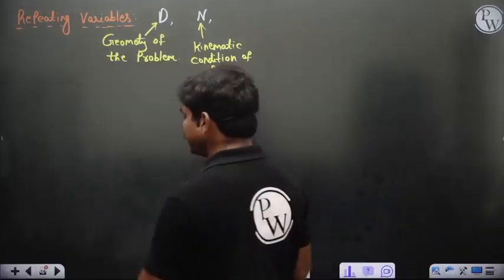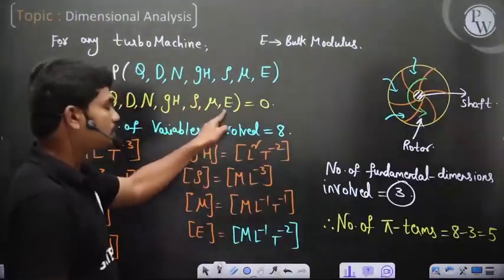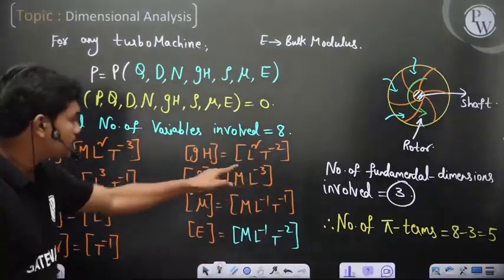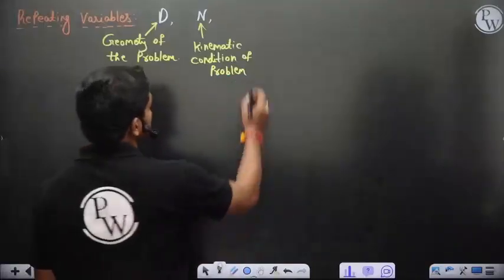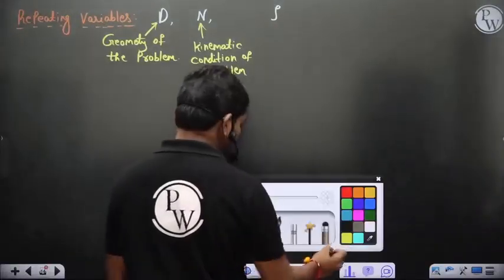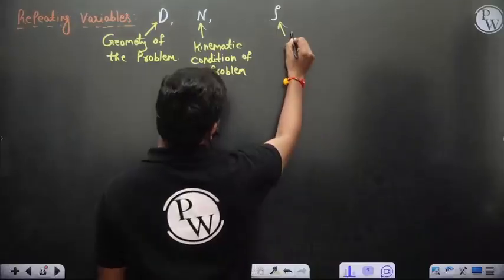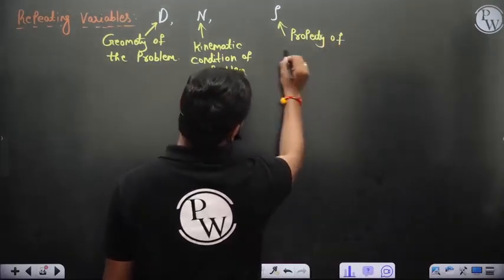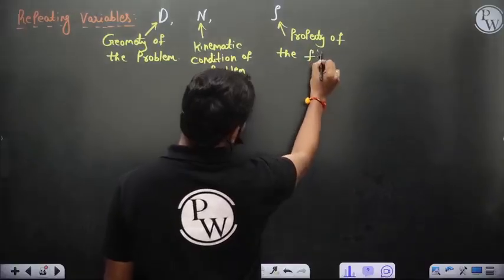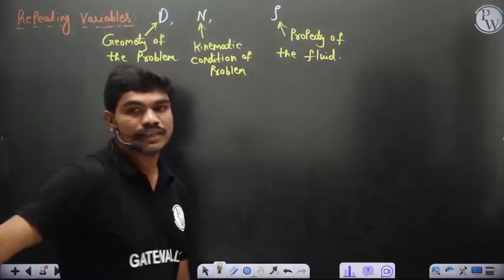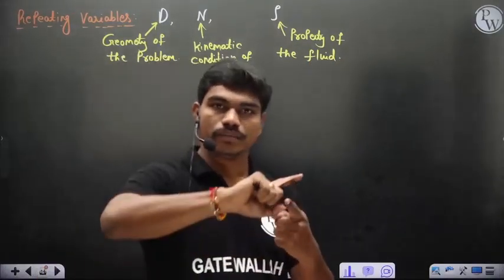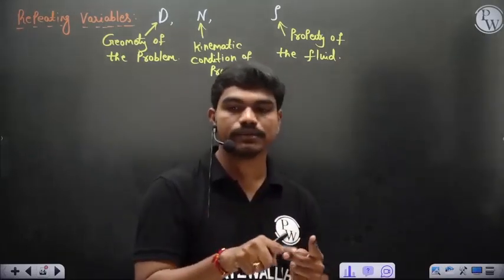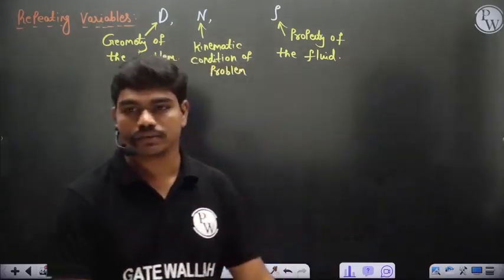So property of the fluid, we have multiple things: density, dynamic viscosity, bulk modulus. You can take anything, but out of these three things, this has the simplest dimension, so I am taking rho, that's it, okay. So rho, this talks about the property of the fluid. So when you are making the choice of repeating variables, definitely एक variable geometry of the problem को define करना पड़ेगा, दूसरा kinematic conditions को define करना पड़ेगा, और तीसरा fluid properties को define करना पड़ेगा, ठीक है.